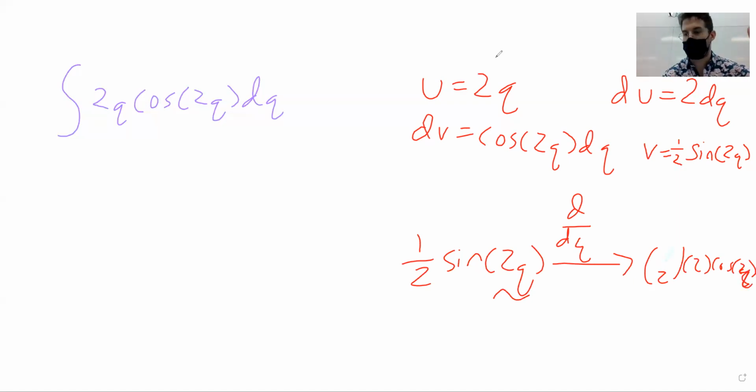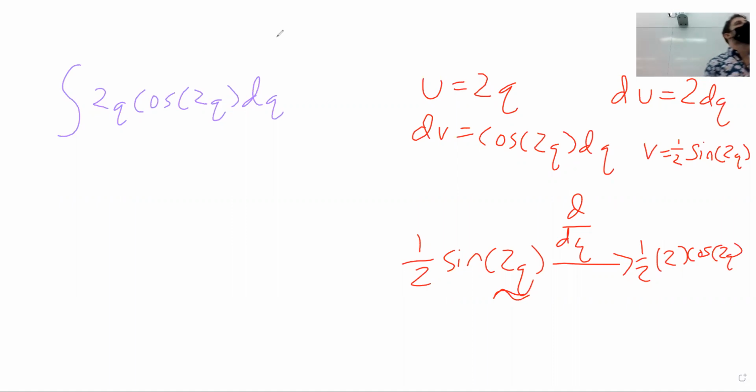That looks smushy and awful. I'm sorry. One half, 2 from the derivative of the inner, and then cosine of 2q. Is that okay there? Excellent. Any other questions there?